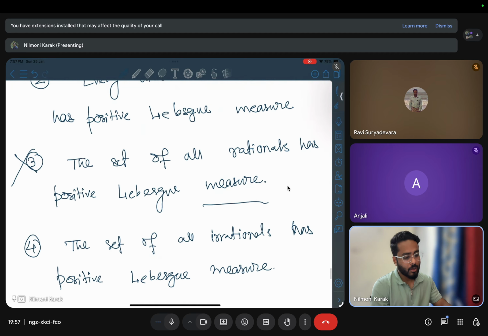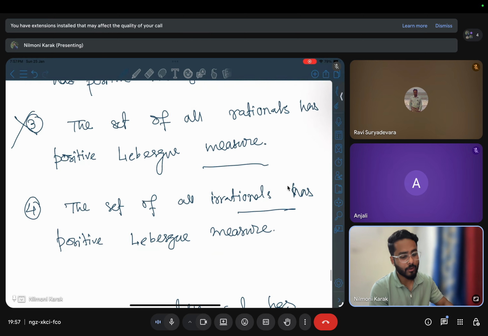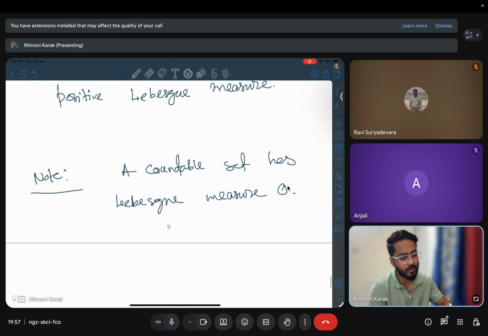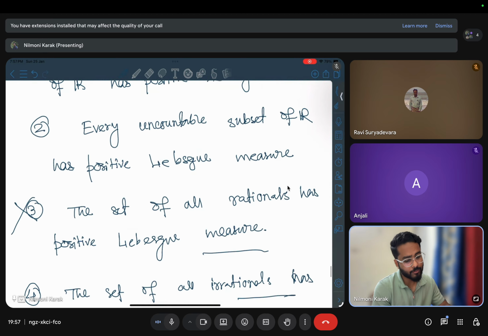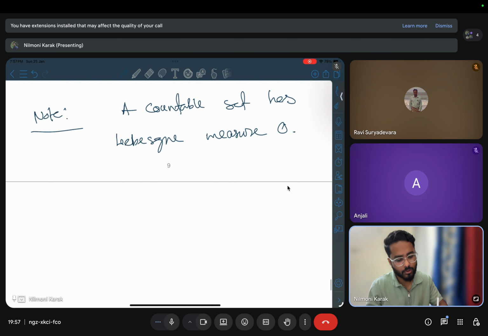Now, every uncountable subset of R has positive Lebesgue measure. Okay, this is actually also true, because, no, not true, sorry, not true. You know about the Cantor set, right? How the Cantor set is constructed.